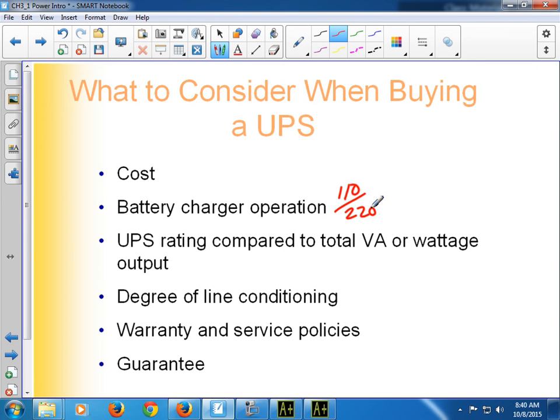Look at what your volt amp rating is and your wattage. It says or, but that's not true because those are two totally different things. That volt amp rating says how long. The wattage says how much can I have plugged into it. They all have some degree of line conditioning, in other words, protection against brownouts. And then obviously what kind of warranty and service, how long do they guarantee it to last for?